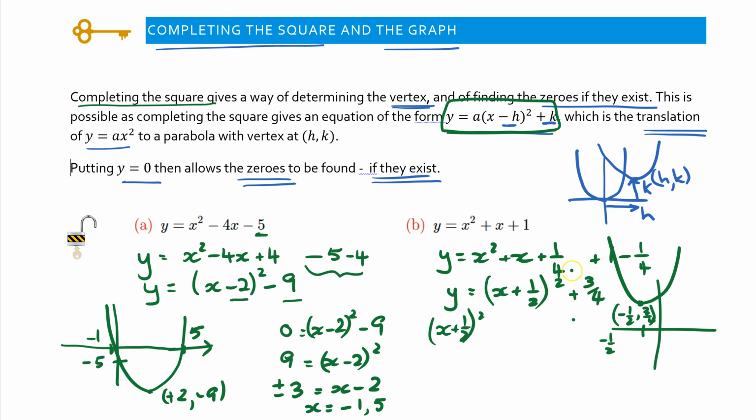And if y is 0, if I take that 3/4 over to the other side, that would be minus 3/4. And of course I then can't take the square root of a negative number. So there are no solutions to that equation. That would be the same as if I tried the quadratic formula up here, and I would find that I had the discriminant, or the bit under the square root sign, being negative.